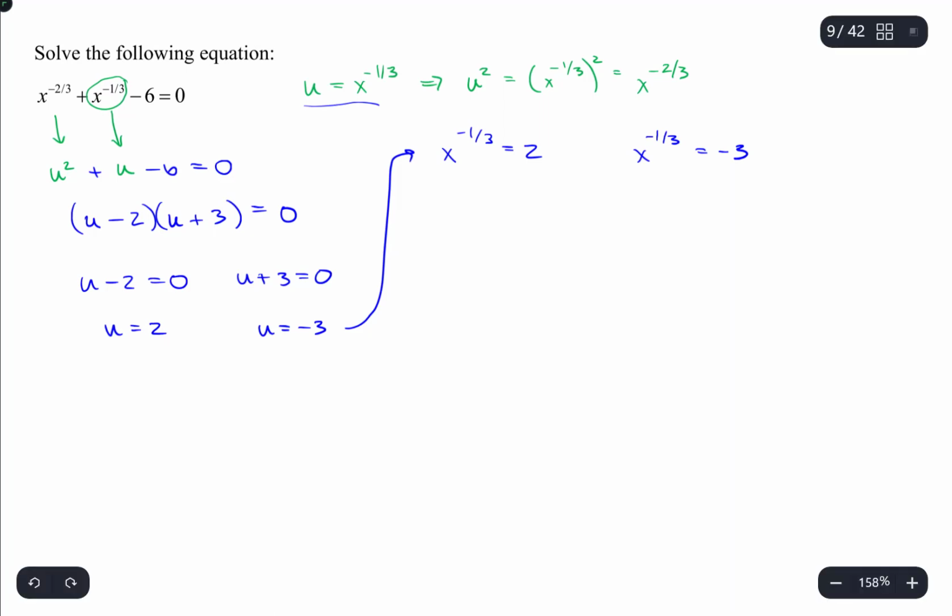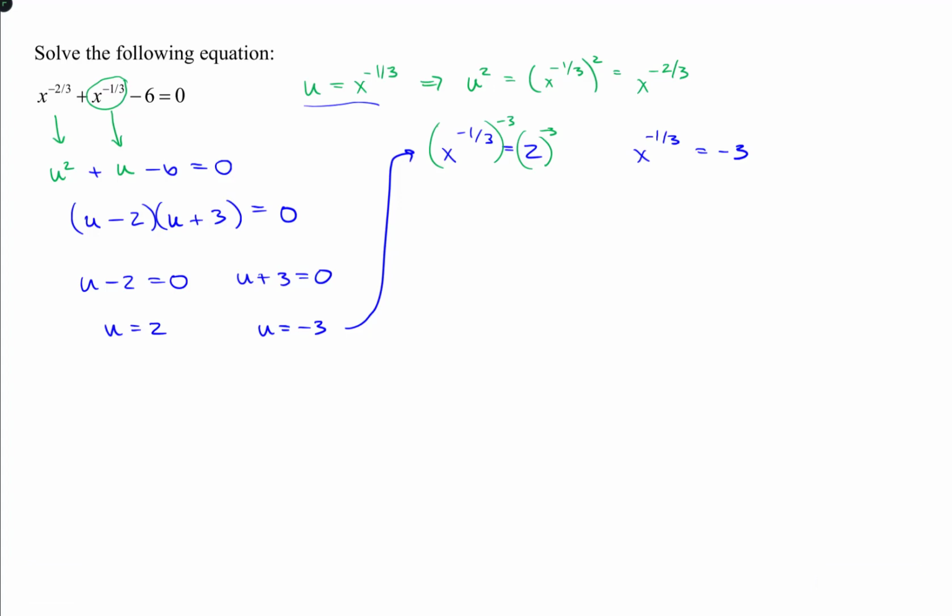Okay, now to get rid of this exponent of negative 1/3, what I need to do is raise both sides of this equation to the negative third power. The reason this is going to work is because similarly to how I simplified negative 1/3 to the second power by multiplication, I can simplify this exponent as well. Negative 1/3 times negative 3, you'd multiply and that would just result in 1. So that just gives me x by itself.